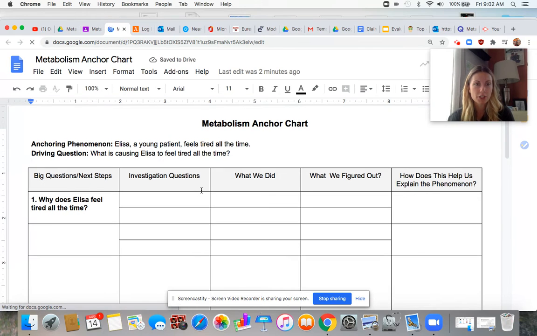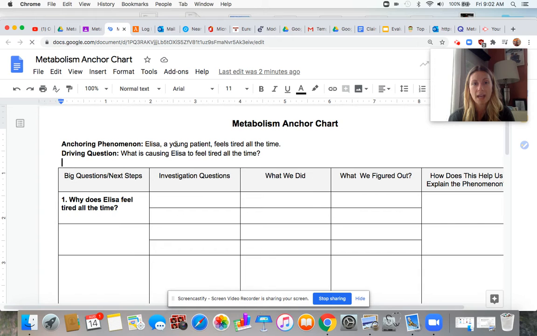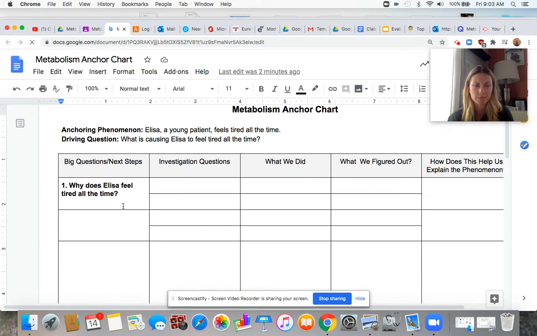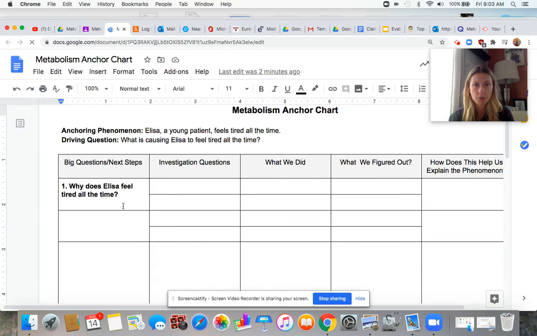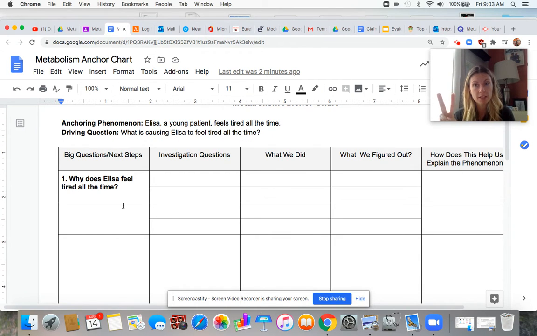So here in our anchor chart, we can see what we're trying to figure out is why Elisa is tired all the time. And that's really been our first question. So we started trying to solve this problem. Now we did 2 investigations so far, and we want to first stop and think about the first one.